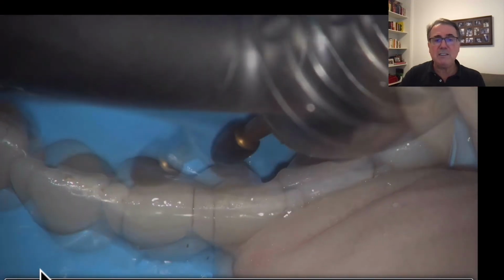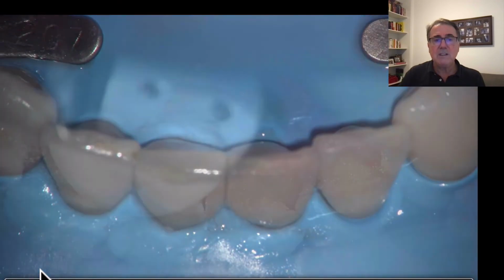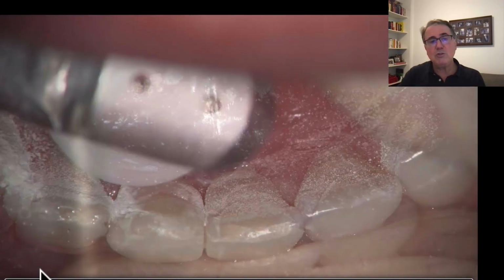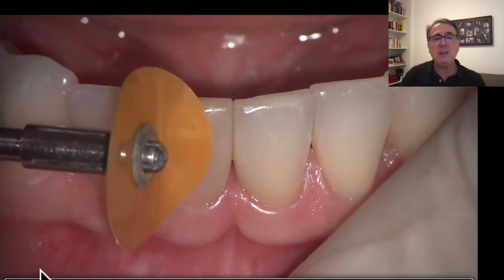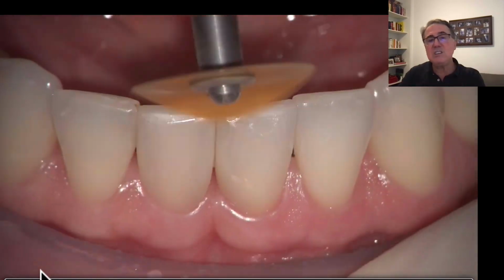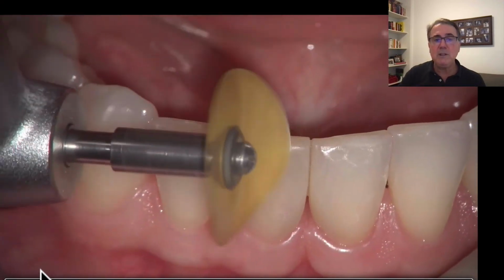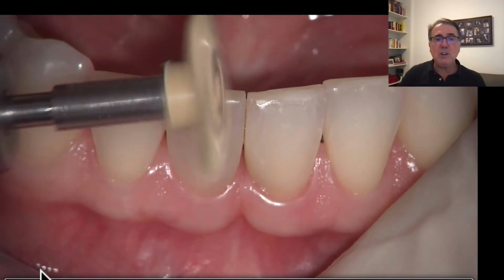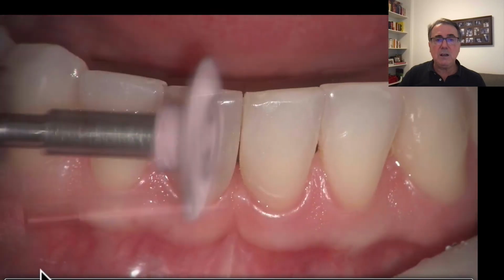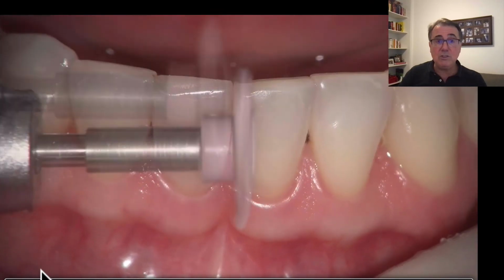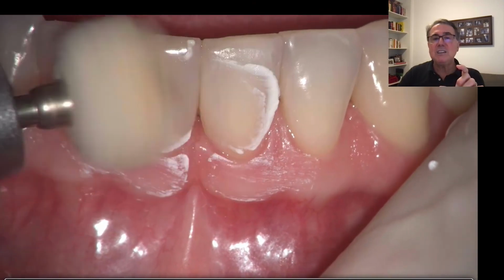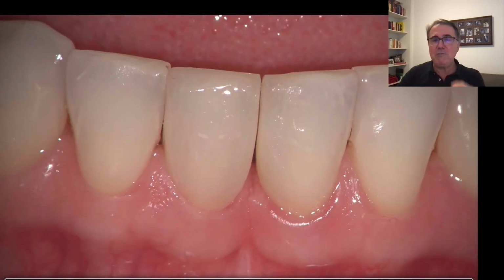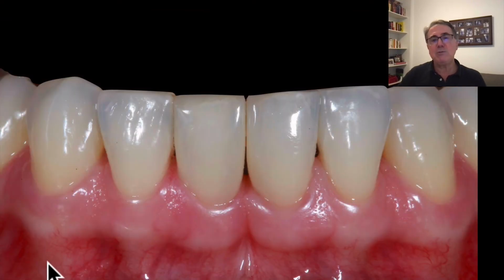Removing it very fast. Then I use some rubber points to smoothen out that area. I'm going to use all those discs from 3M, and then those rubber points. Then I'm using a felt point like this one here, a felt point with some polishing paste, and this is the final result.